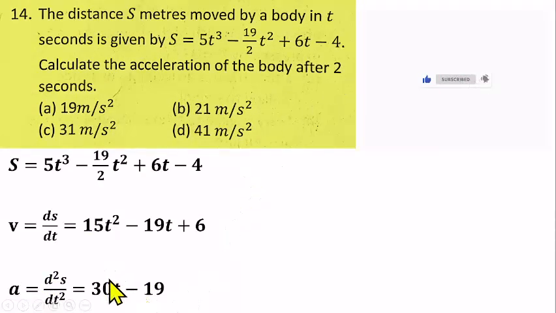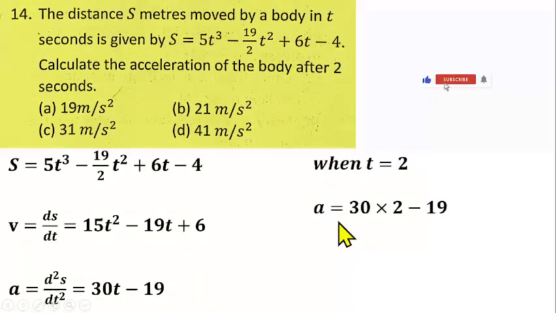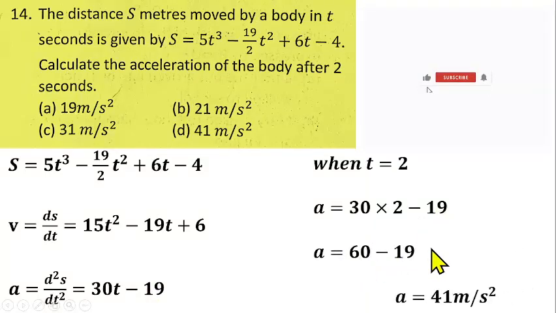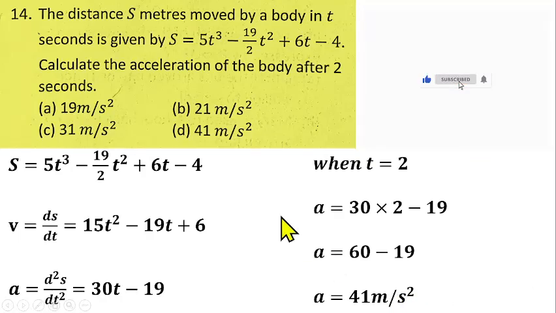So your t is 2. You'll put 2 there, and you'll have a equals 30 times 2 minus 19. That gives us 60 minus 19, and that should give us 41 meters per second squared, which is option D for question number 14.